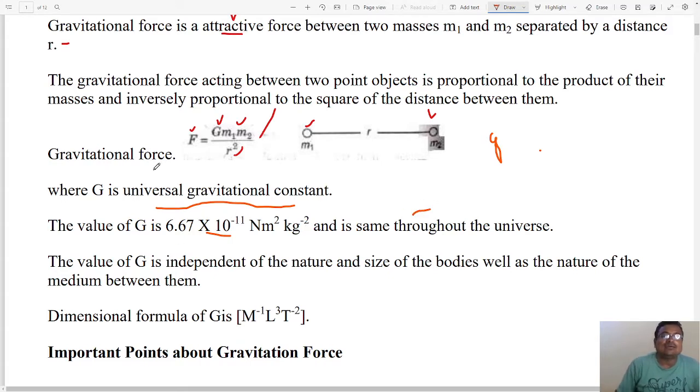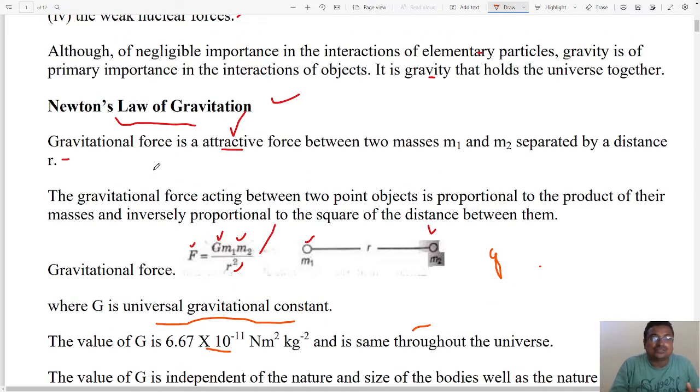Why is it called the universal gravitational constant? This value is constant for the whole universe. Newton's law of gravitation is called universal. Why are we calling it universal? My dear friends, we are calling it universal because this law is applicable to each and every part of the universe.